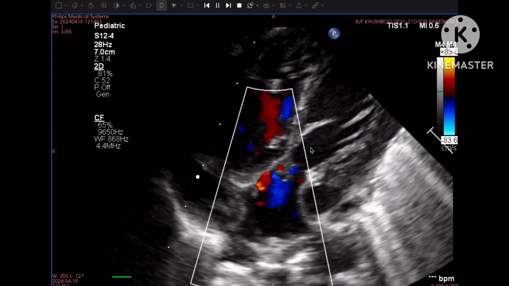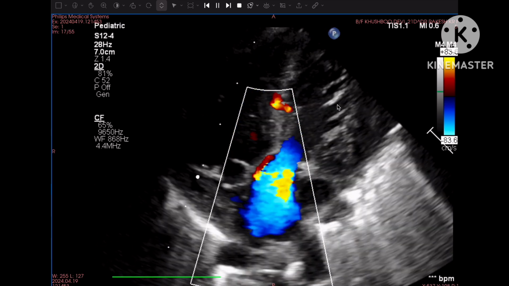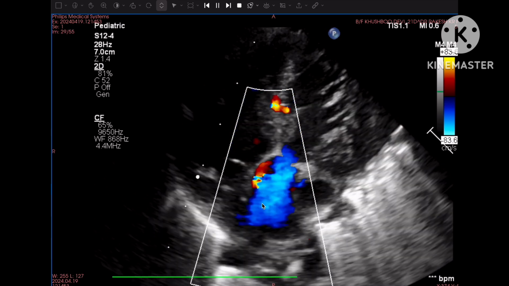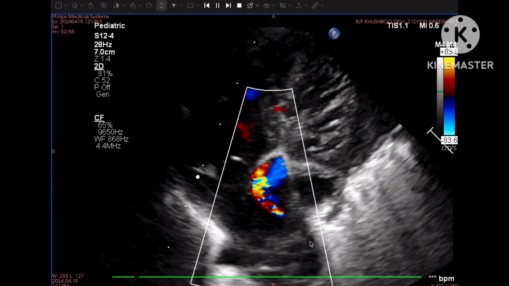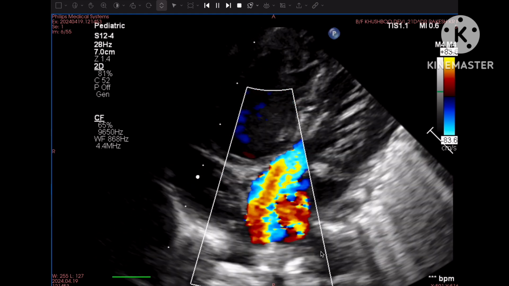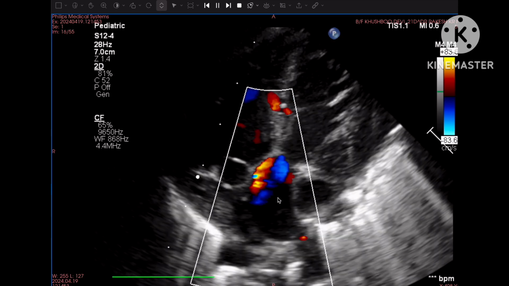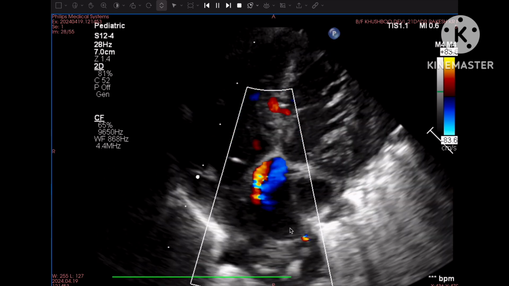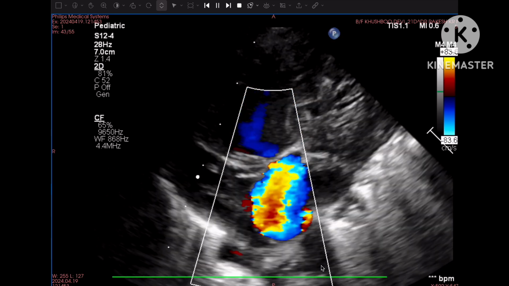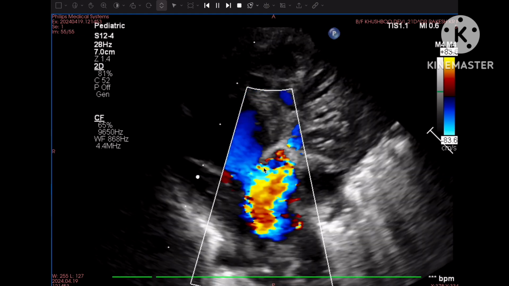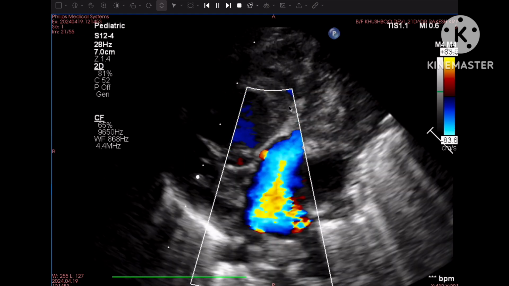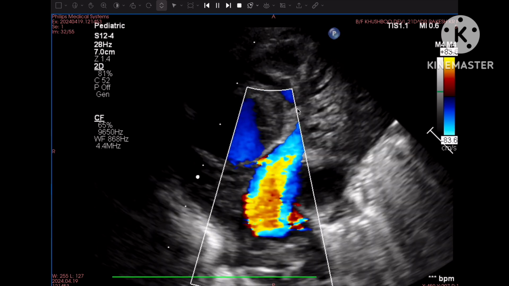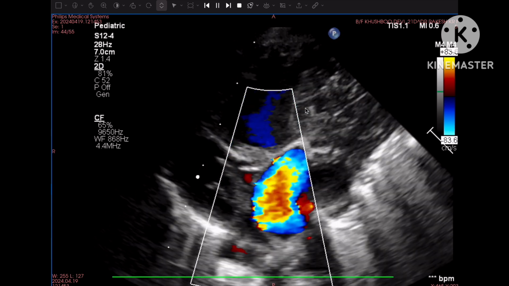Now you can see this is left ventricle and left ventricle gives origin to pulmonary artery, and this is patent ductus arteriosus, flow from aorta into pulmonary artery. So flow is again from aorta to pulmonary artery. You can see some VSD here, muscular VSD, flow is bidirectional in the VSD.